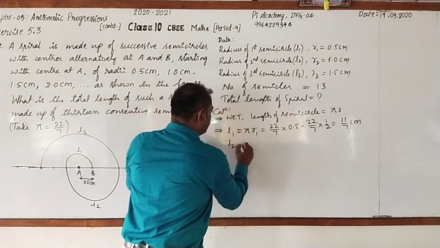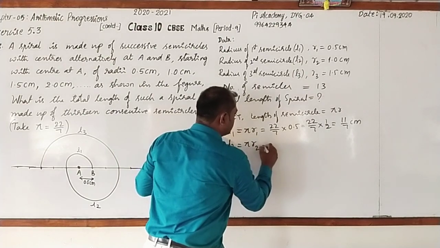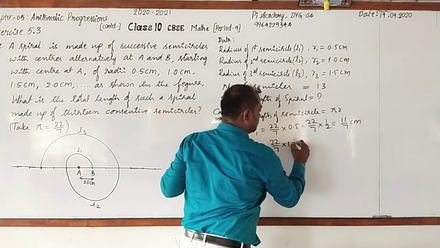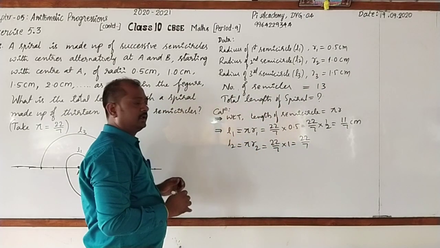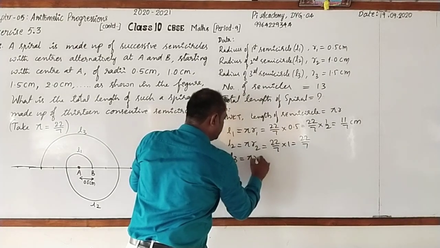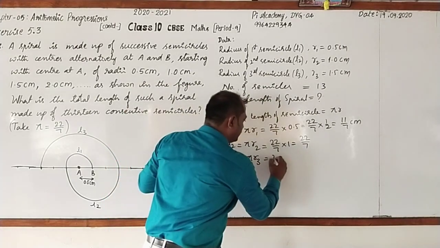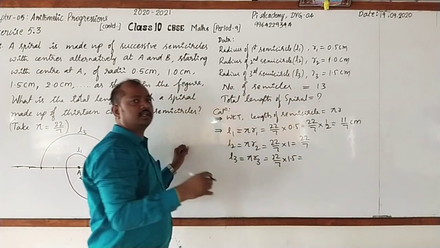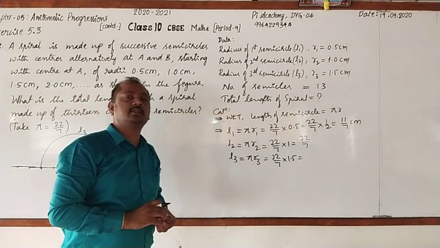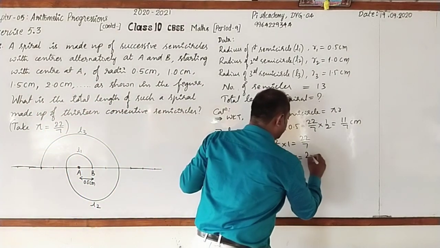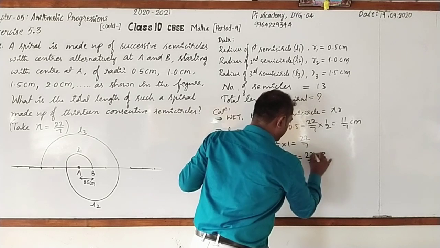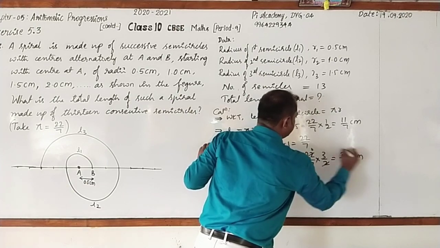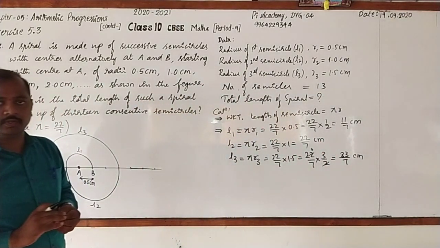Next, L2. Write with me. It is pi into R2. Pi is 22 by 7 into R2 is 1. It is equal to 22 by 7. Then L3. It is pi into R3. Pi is 22 by 7 into it is 1.5. 1.5 is nothing but 15 by 10. 15 by 10 is nothing but 3 by 2. So here I will write 22 by 7 into 3 by 2. 1s are 11s, 11 3s are 33 by 7 centimeter. Hope that you have understood.